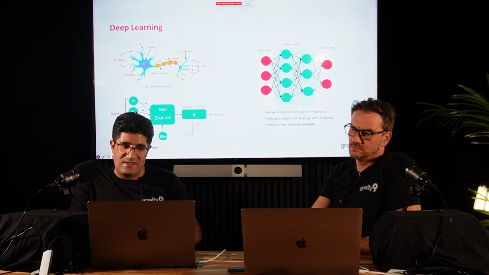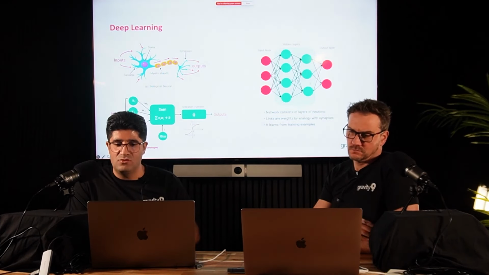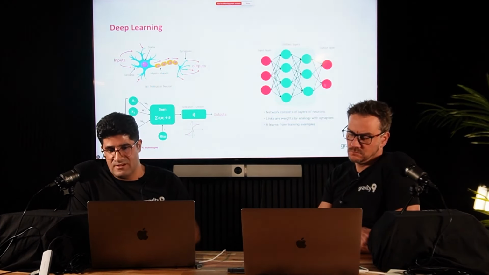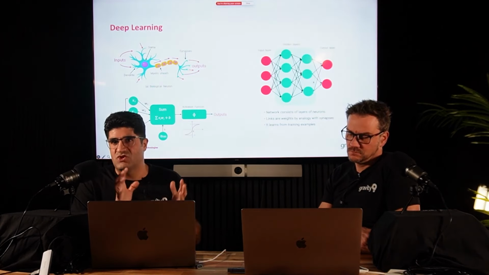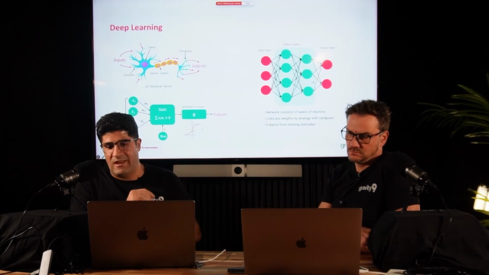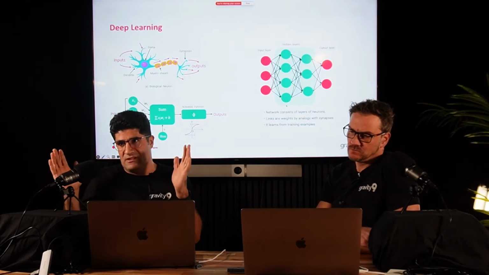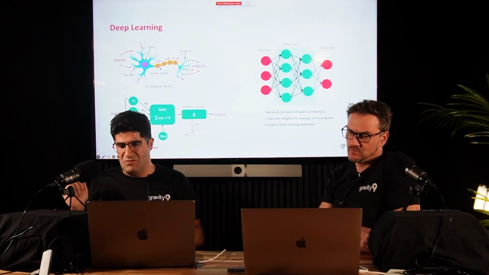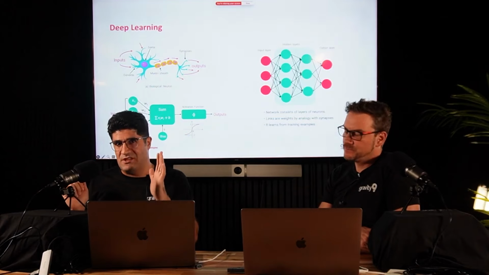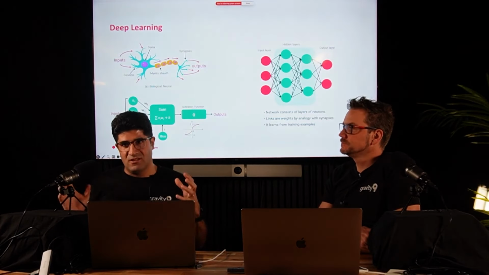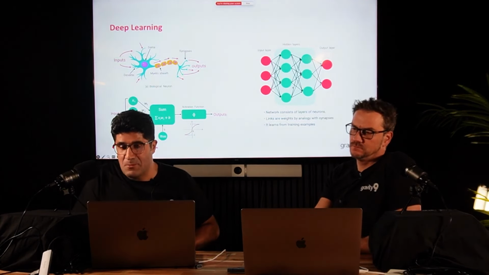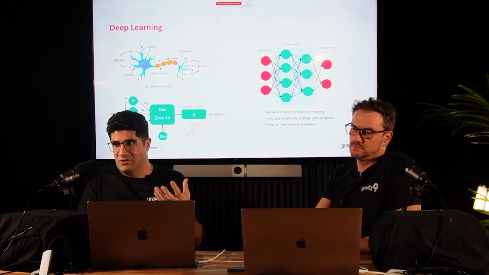And when we say deep, it refers to multiple layers. For example, this network is a very shallow network because it has just two hidden layers. But if we increase the number of hidden layers in the middle, let's say, for example, to 50 or 100, then it will become a deep learning model.